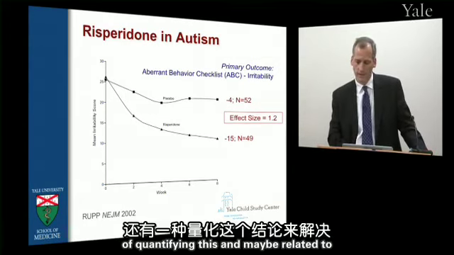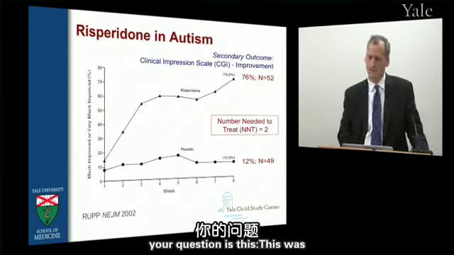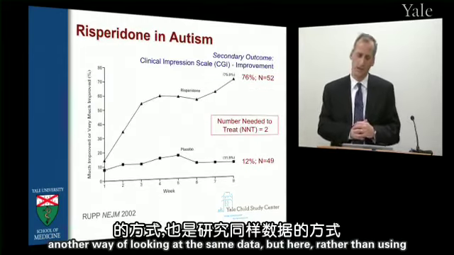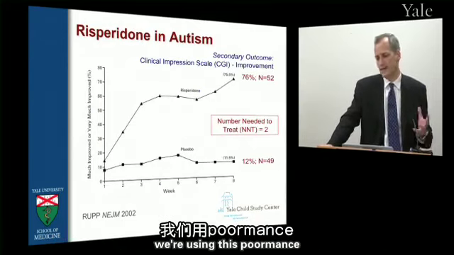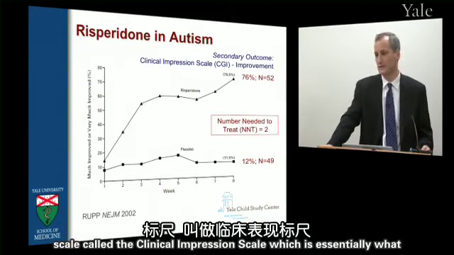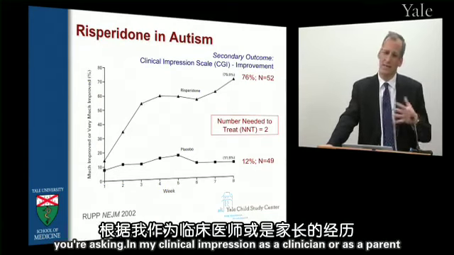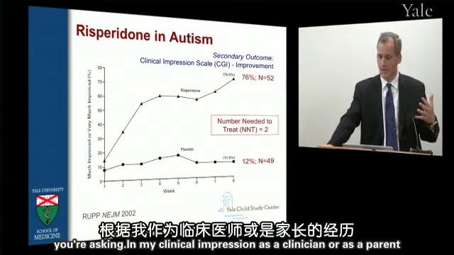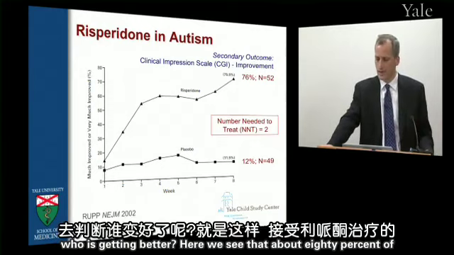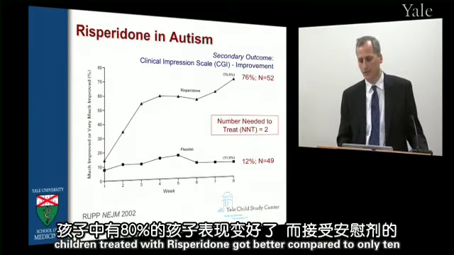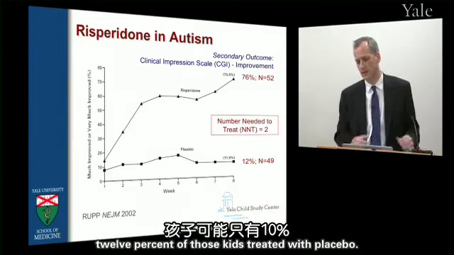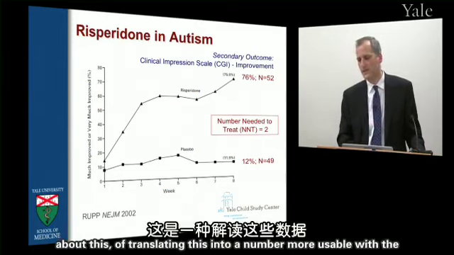Another way of quantifying this, and maybe related to your question, is this. This is another way of looking at the same data. But here, rather than using that scale, the aberrant behavior checklist, we're using this poor man's scale called the clinical impression scale, which essentially is what you're asking. In my clinical impression as a clinician or as a parent, who is getting better? And here we see that about 80% of children treated with risperidone got better, compared to only 10-12% of those kids treated with placebo.